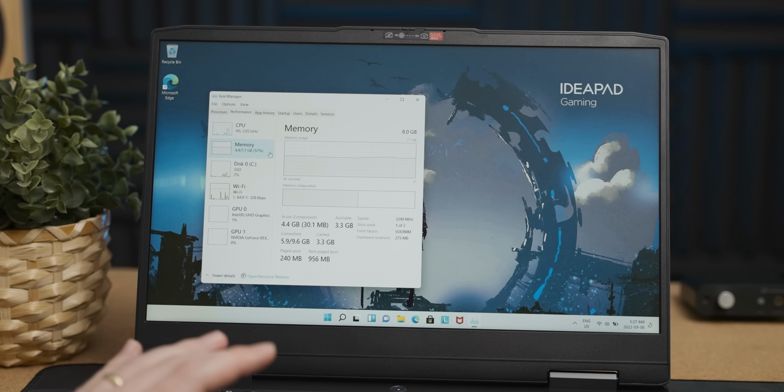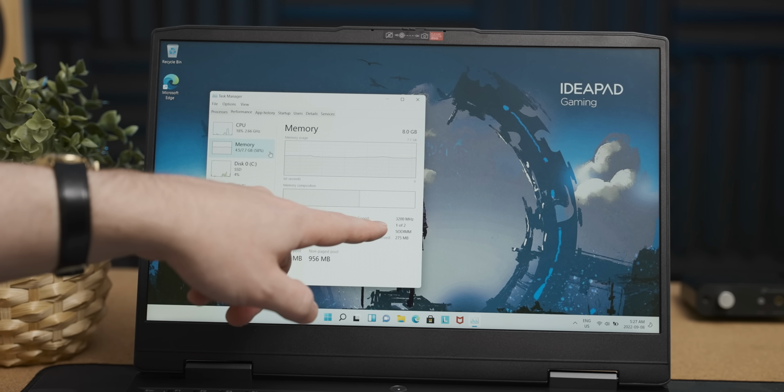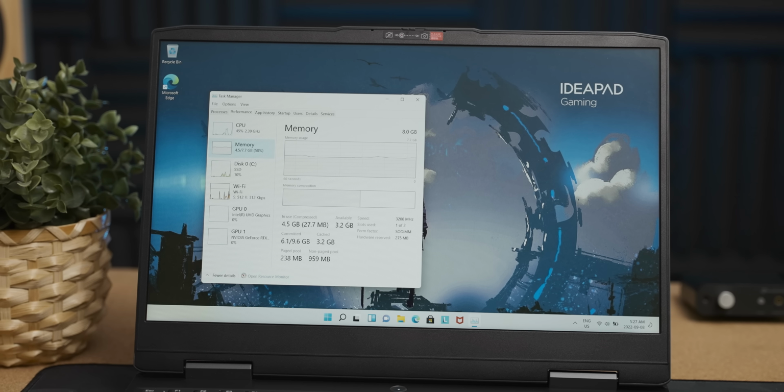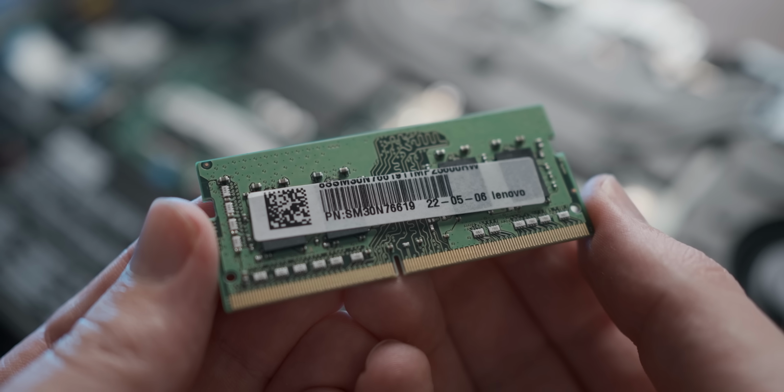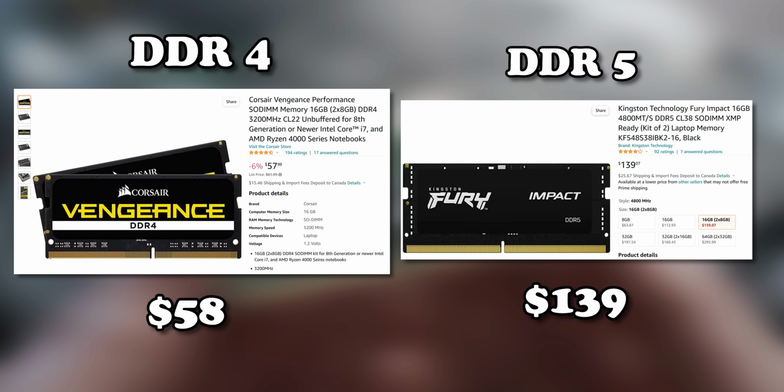Here is our savage single stick of DDR4, which is actually running at its rated speed out of the box, which is nice. And considering that this is a DDR4 12th gen laptop, it'll be nice and cheap to upgrade.